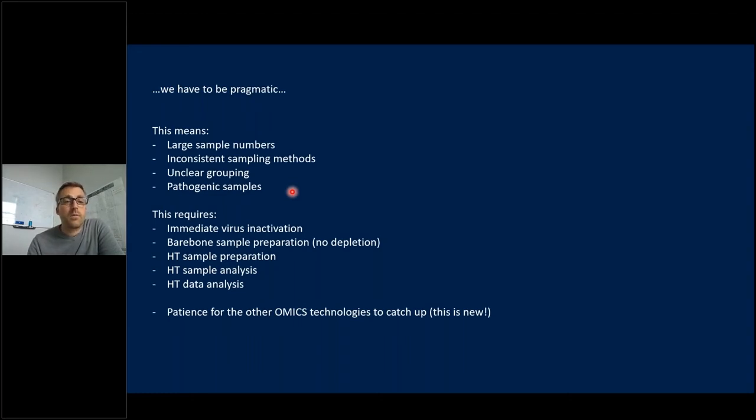So we had to be very conscious of these samples being potentially dangerous. That is not unusual. However, I think this was still a very special situation with these pandemic samples. So what this required was that we had to immediately inactivate the virus. There was very little known at that point about how to do this.